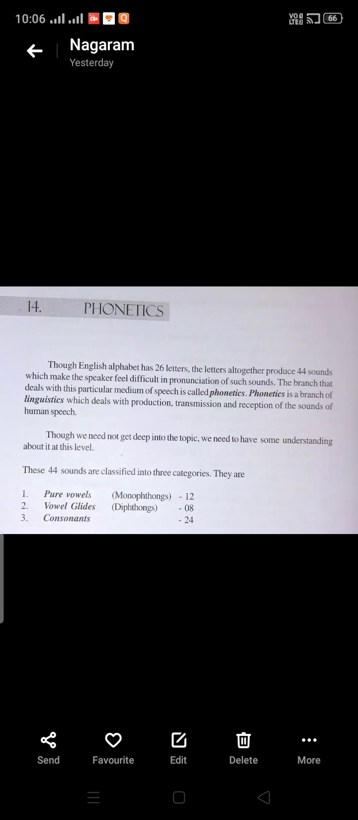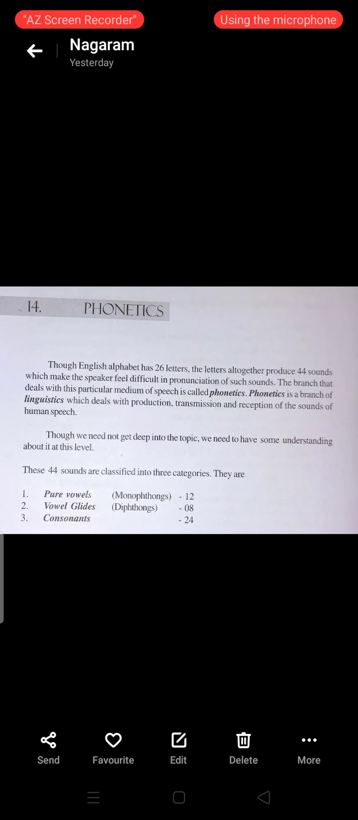These 44 sounds are divided into three categories. They are pure vowels, also called monophthongs. They are 12 in number. The second category is vowel glides, also called diphthongs. They are 8 in number. And the third category is consonants. They are 24 in number.